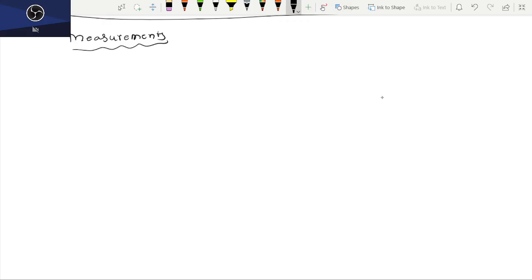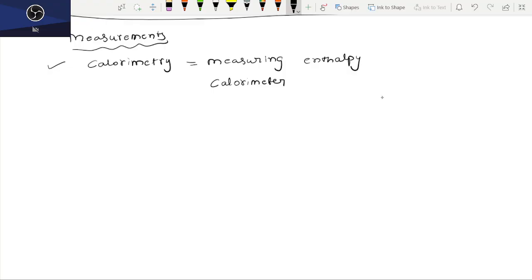If you take the measurement, first point, calorimetry is the process of measuring enthalpy. A direct question is going to be given: how is enthalpy going to be measured? Calorimetry. Enthalpy of reactions and the apparatus used is called calorimetry, right? Now, the apparatus or machine is called a calorimeter, okay? So, this is going to measure the enthalpy.